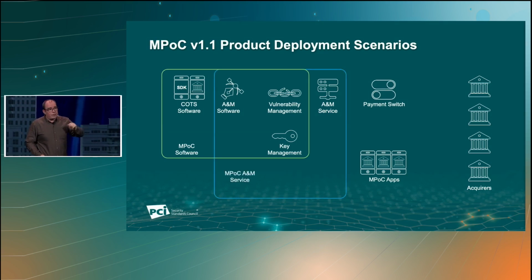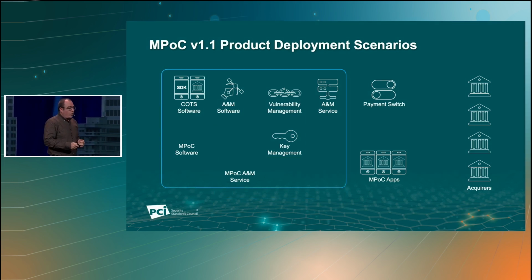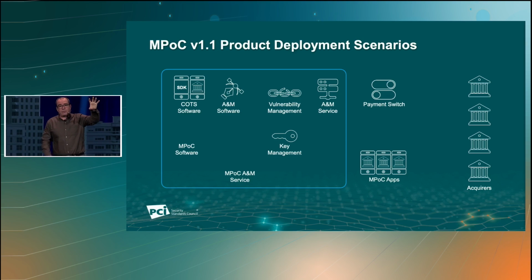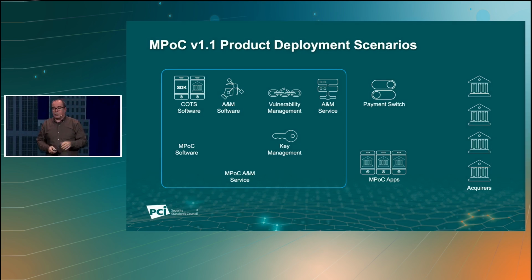And you can have an A&M service that is essentially the same as the thing you had in version 1.0.1. But you know what? You can have an MPoC A&M service that also includes MPoC software. So you don't need to have the software listing first and then have the A&M service, because essentially you're providing both the software and the A&M service together, and that was a common thing that people were asking us. So we support that in version 1.1.